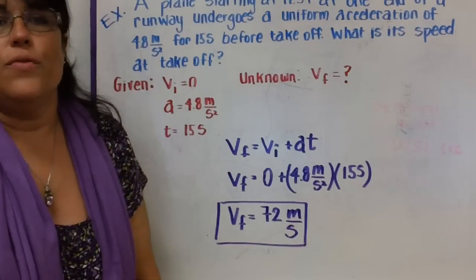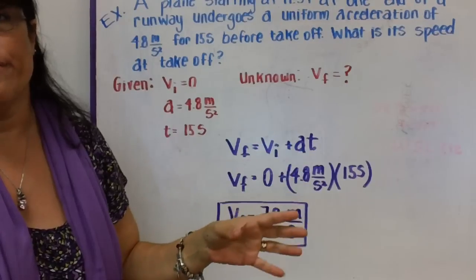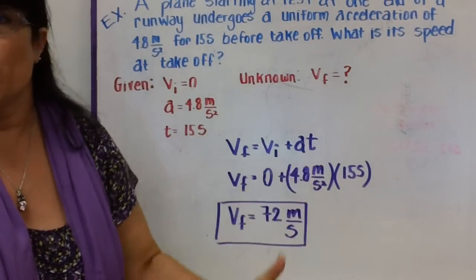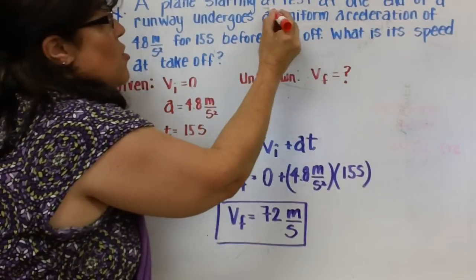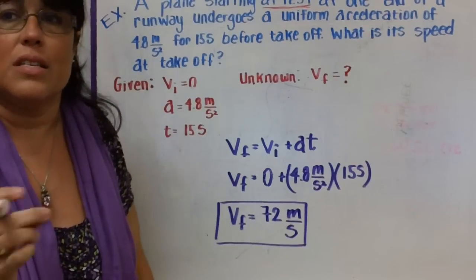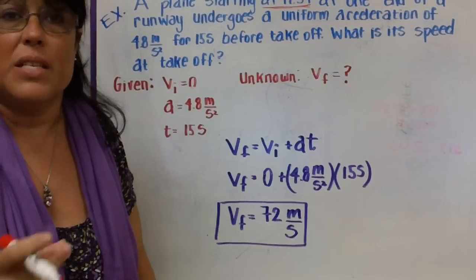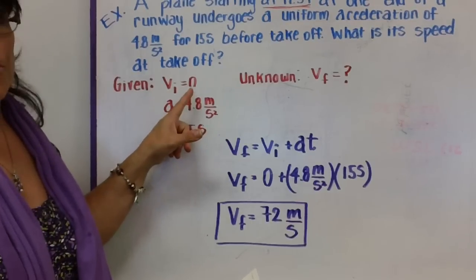Well, what we're going to do in physics is we have word problems, but we're going to have to decipher what is important information and what is just part of the sentence. So we're going to start here, a plane starting at rest. So the fact that it's starting at rest is telling us the initial velocity is at rest. At rest means 0 meters per second. So our initial velocity is 0.